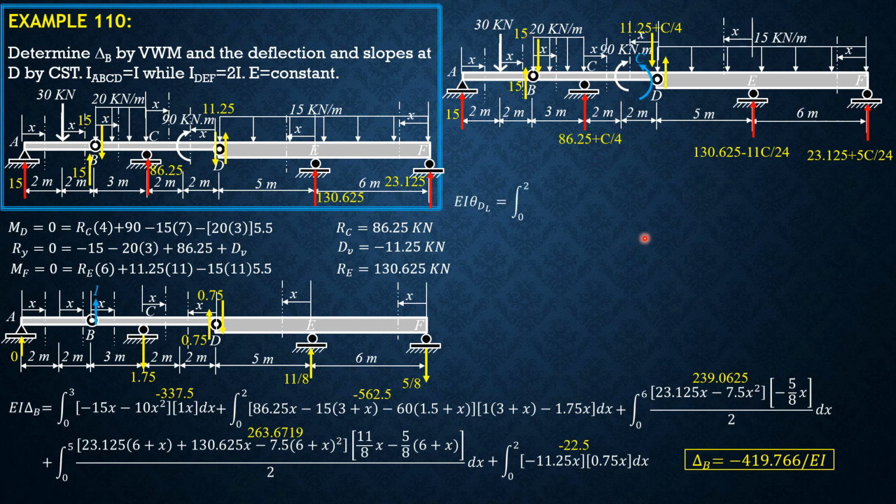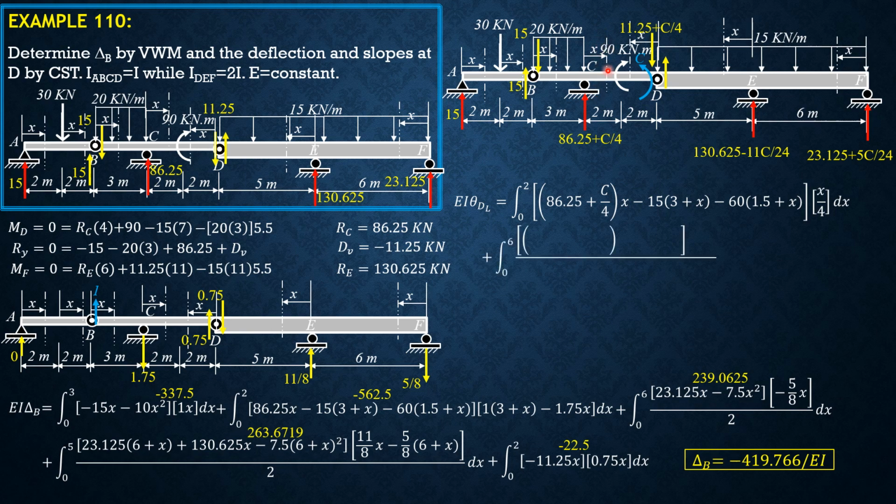So EI theta D just to the left equals integral from 0 to 2 of 86.25 plus c over 4 times x minus 15 times 3 plus x minus 60, 20 times 3 times 1.5 plus x, or 60 times 1.5 plus x. Then the partial derivative of c over 4 times x is x over 4 dx. Then that is this section here. So we proceed to this section now.